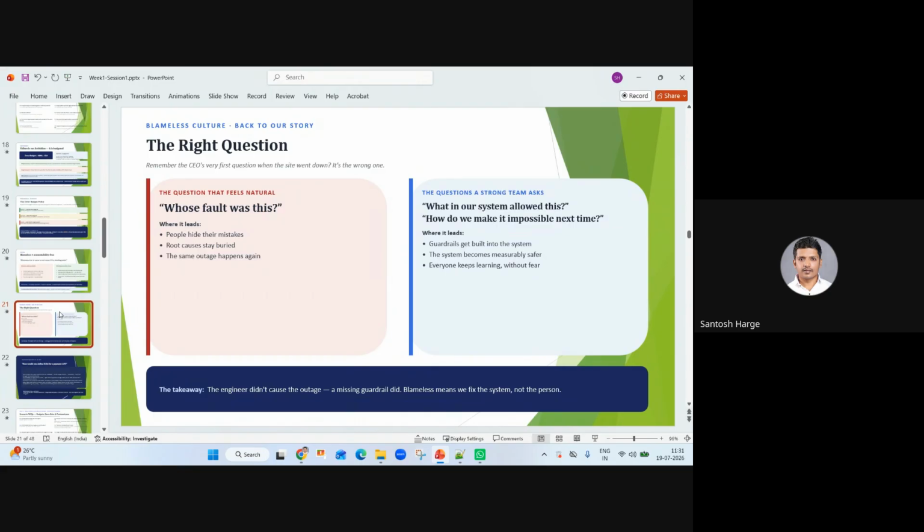Correct? Your error budget will spike up. You will be able to see an increase in the 500 errors. Correct? So if you have this kind of alerting in place, you will be able to measure it safely. And everyone keeps learning without fear.